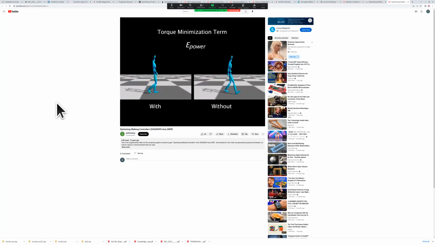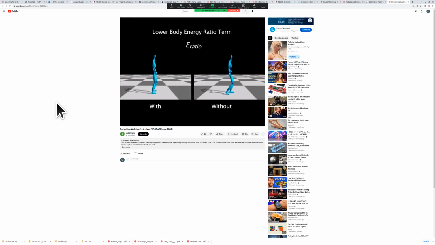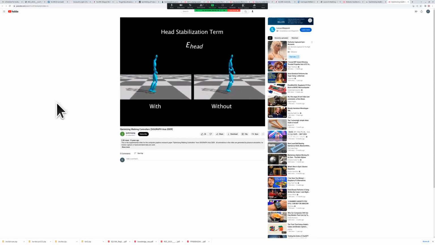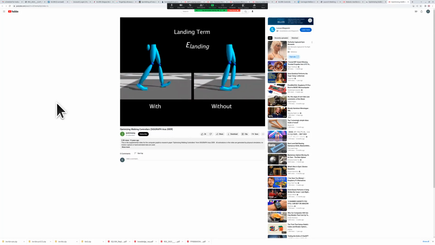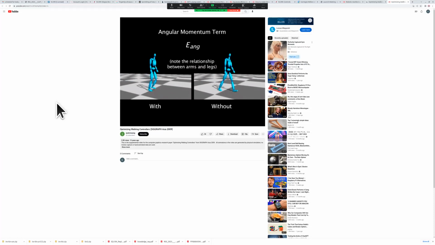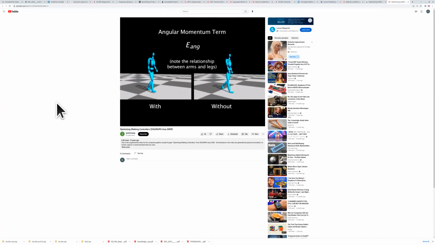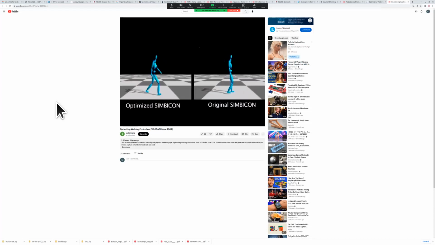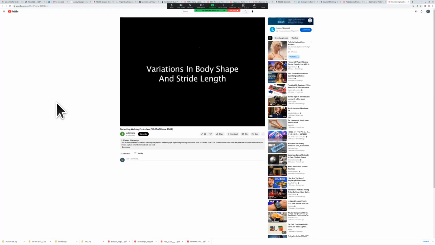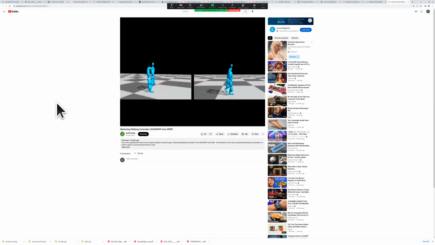So one of the things they're penalizing is effort, which is the sum of the square of the torques. That corresponds to the R matrix. They're penalizing here keeping the head still. They are penalizing how hard you hit the ground. There's an angular momentum term, which is sort of how fast you get things spinning. And on the right-hand side is the manually designed controller, and the left-hand side was the good one.